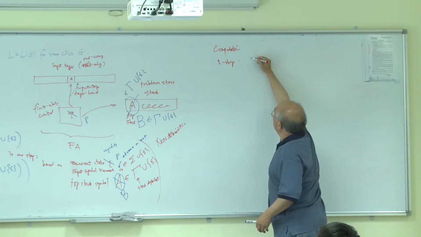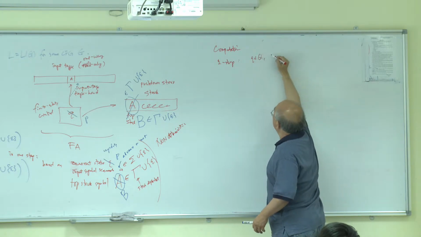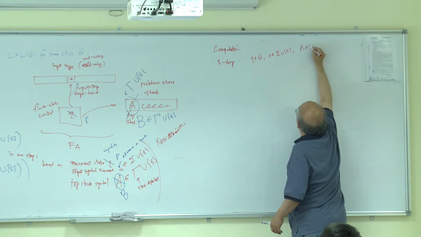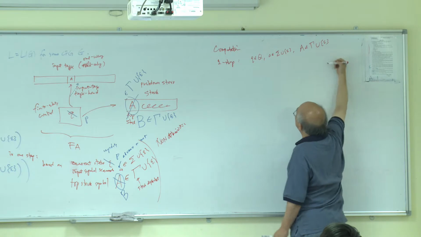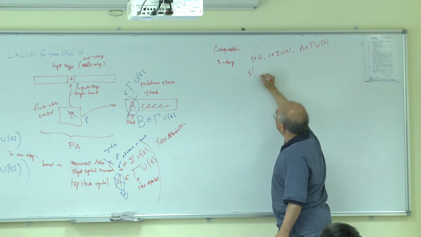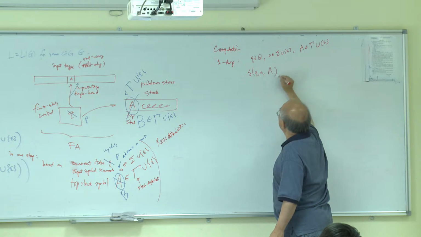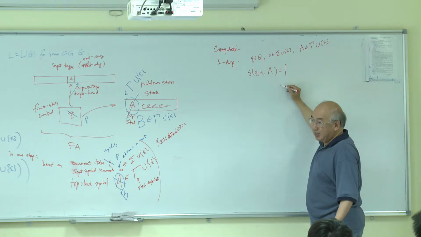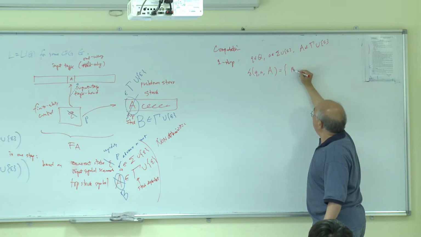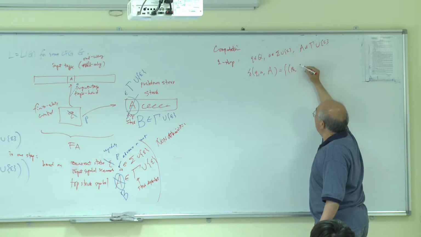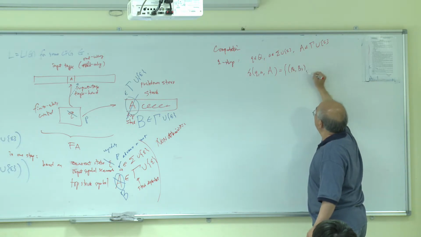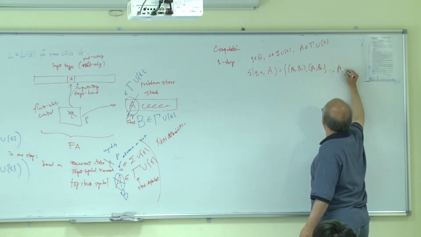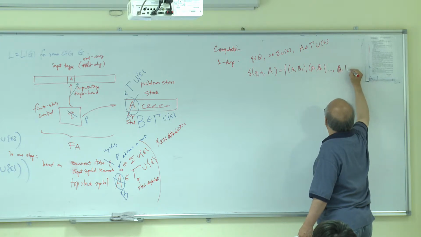So maybe say we have q in Q, and then a in sigma or epsilon, and a top stack symbol in gamma or ignore. So we say delta of q, a, A. Maybe you have a few choices generally, and it could be empty, right? This could be empty. So one is p1 and then B1, or p2 and B2, another combination, and so on, up to pn and Bn.